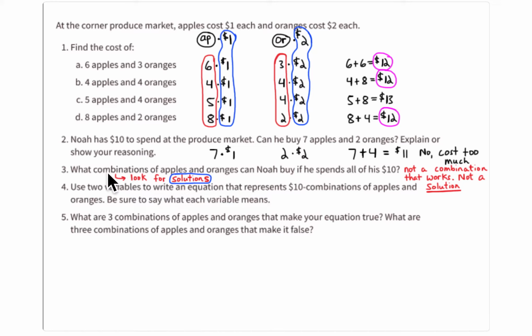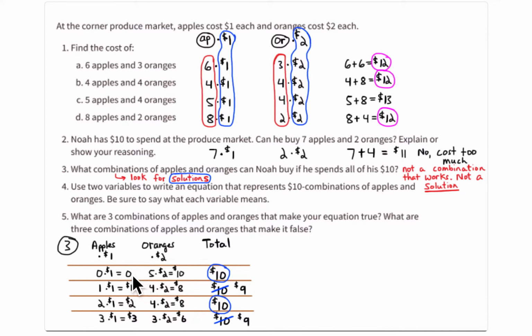All right, so now it says, what are combinations of apples and oranges that Noah can buy where he's going to spend all of his $10? So he has $10 to spend. He's going to spend all that $10. What are some combinations of apples and oranges that he can purchase? These are going to be called the solutions to the problem. So you buy a certain number of apples and you buy a certain number of oranges. That combination, if it equals $10, will be a solution.